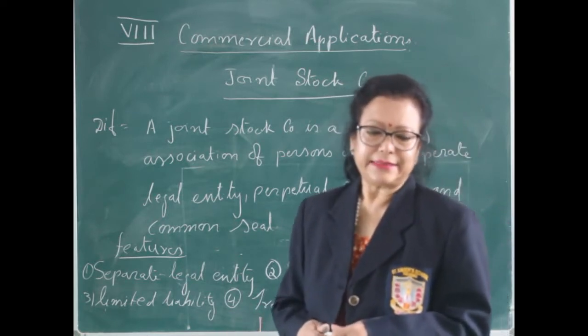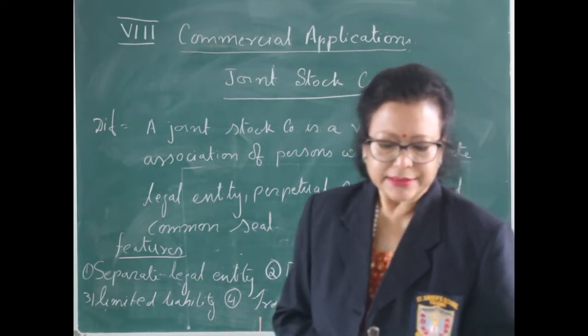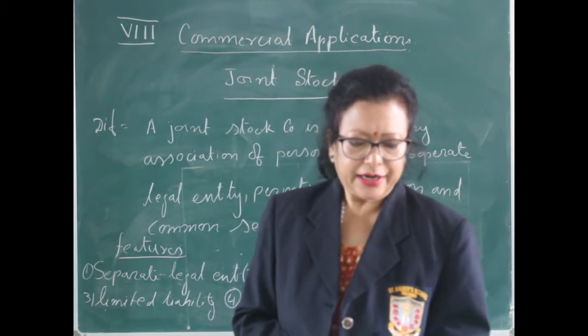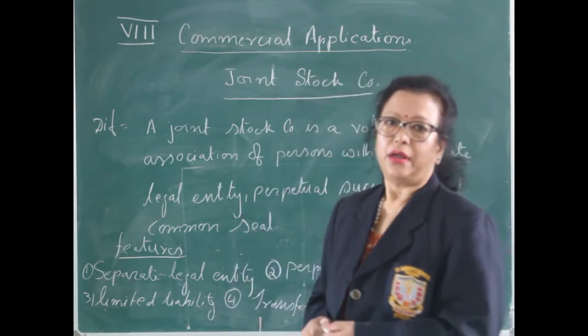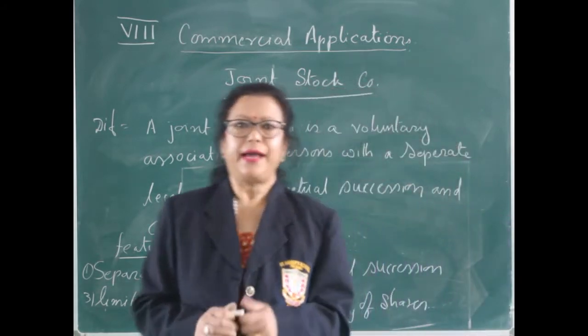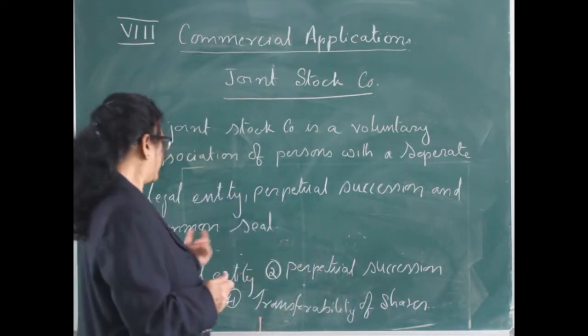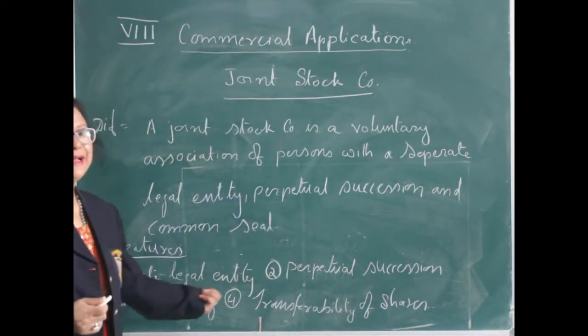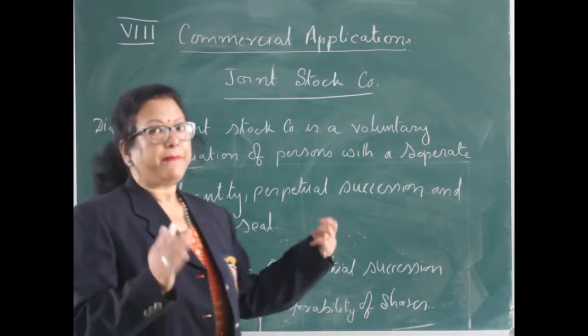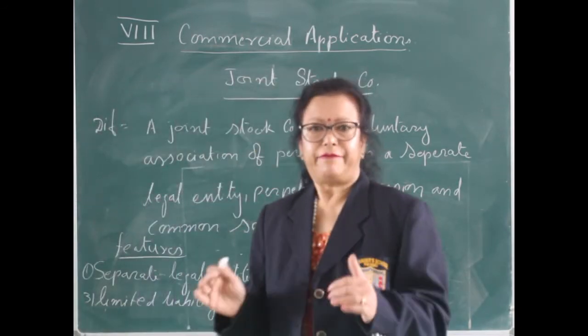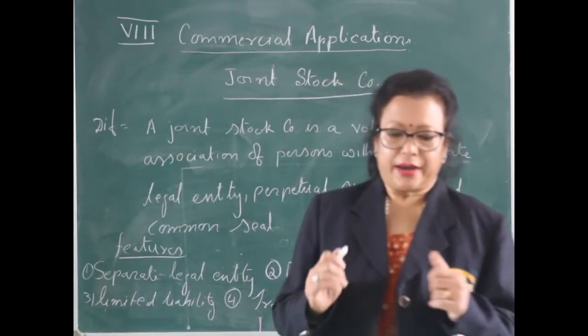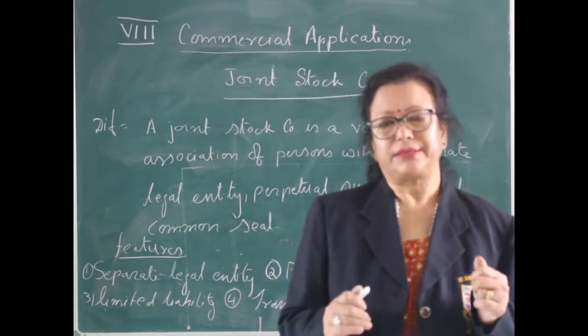Separate legal existence. A company is a distinct legal entity independent of its members. Now, member and company are not the same. They are different. That's why it's called a separate legal entity. Okay? Member and the company are different persons. Okay? Now, next one is perpetual succession.